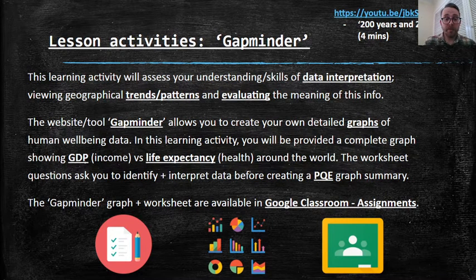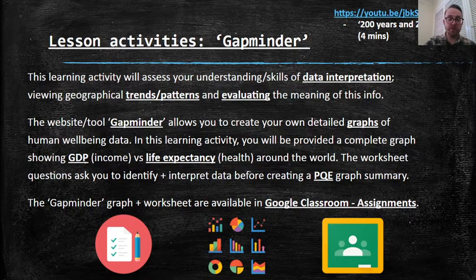We're not actually going to be making graphs on the website today. I don't want you to have too much to do in one lesson. So I will be providing you with an already finished graph. So it's a completed graph, and it shows income versus health. So your GDP, your average amount of money, versus your life expectancy. The worksheet questions ask you to identify and interpret the data, and then create a PQE graph summary.